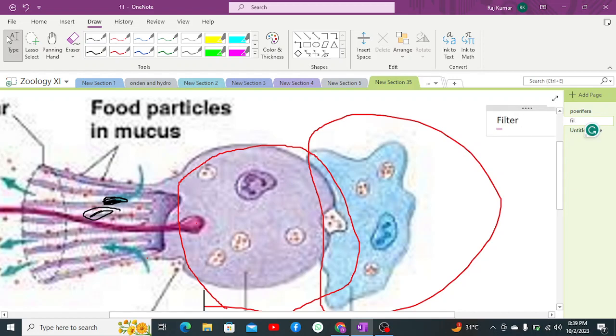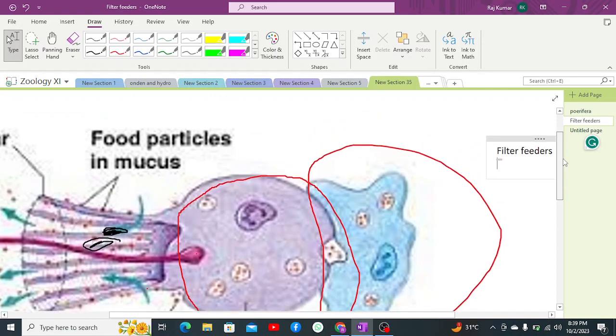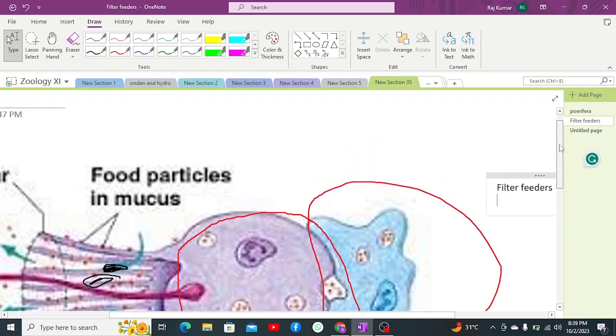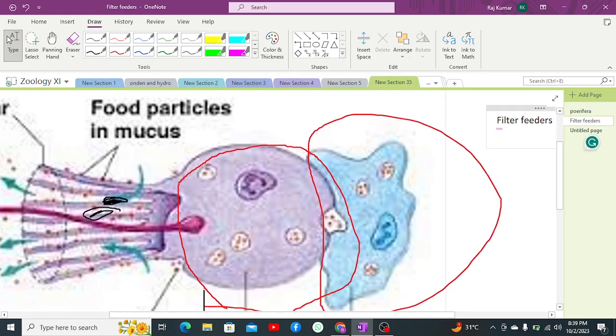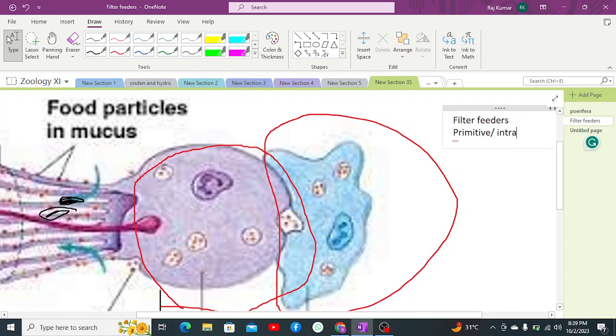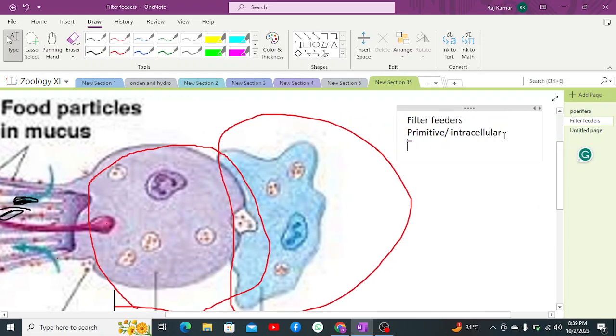Why are these known as filter feeders? Because they get their food by filtering it out of the water. The food sticks to the microvilli, and then it is taken inside the cell, and intracellular digestion occurs, which is a primitive form of digestion. There is no alimentary canal, and there are no true tissues at all.